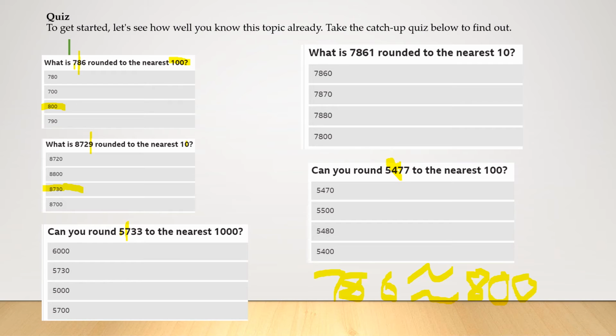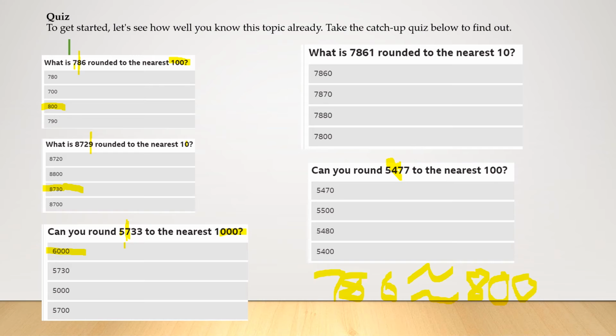A lot of people find these ones a lot easier because they don't have to think about any of the starting numbers here. So here we've got 8, 7, 3, and then only 1 0. Here you're just rounding to the nearest 1,000. So the hundreds column there, the 7, is telling me to round up to the next 1,000, which is 6,000.